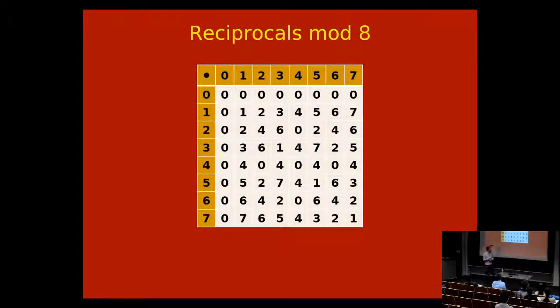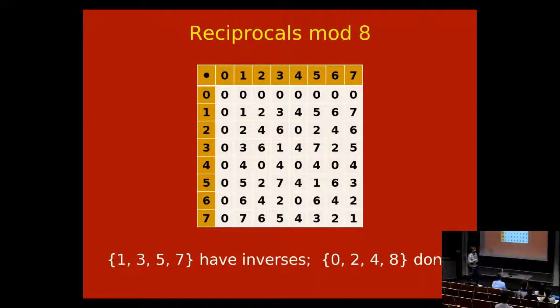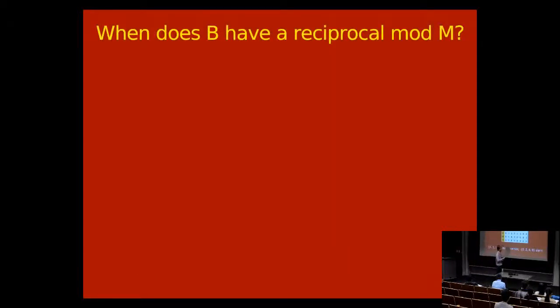Well, we can look at 8. You can see it's sort of good, sort of bad, right? I mean, if you look carefully, 1, 3, 5, and 7 have an inverse, have a reciprocal. 0, 2, 4, and 8 don't have a reciprocal. Well, it's a fact of life, I guess, that if you're working mod some number, sometimes you can do reciprocals of other numbers, sometimes you can't.